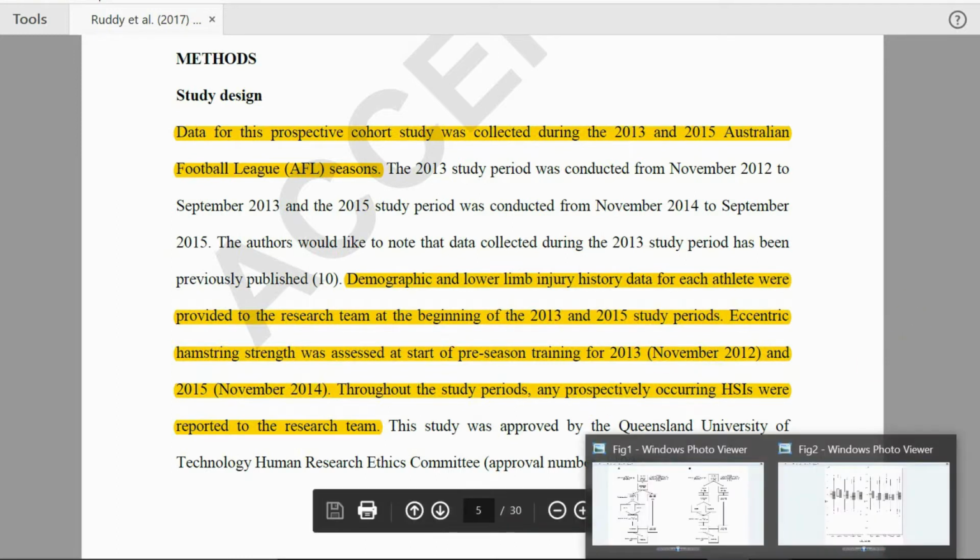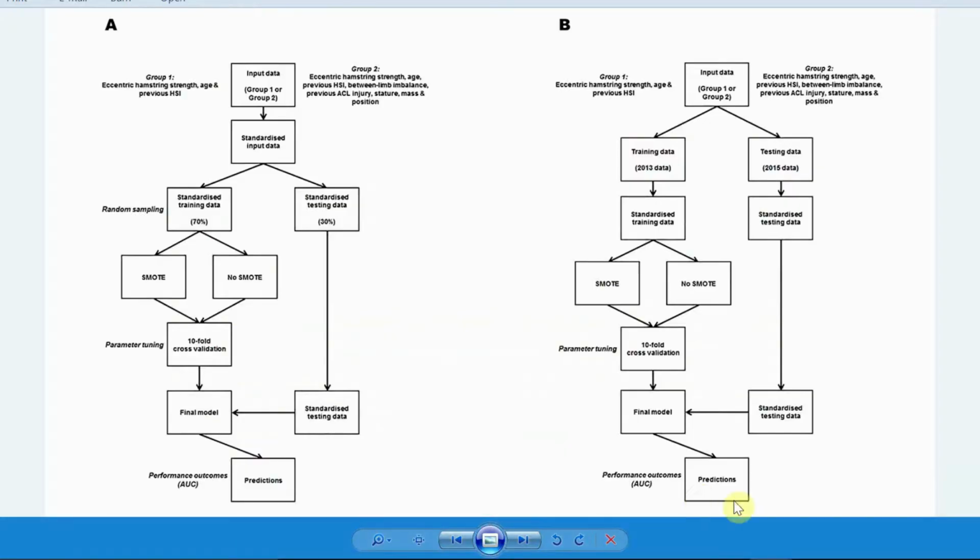Now, in terms of the statistical analysis, we took a machine learning approach, and if you're unfamiliar with machine learning, I encourage you to check out Sam Robertson's podcast for Pacey Performance. He discusses machine learning in a little bit more depth, but Figure 1 basically outlines the modeling approach that we took.